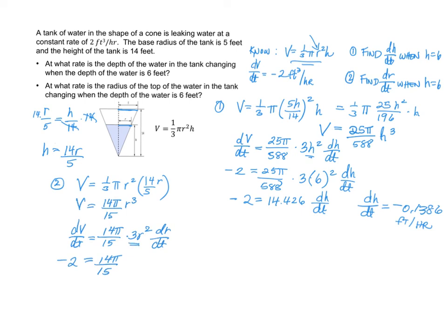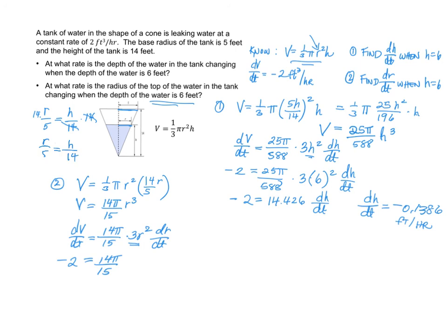We don't know what r is, okay? So when h, it says find the rate at which the radius is changing when the depth of the water is 6. So we have to find out what r is. So let's go back up to this relationship. And we know that r over 5 is equal to h over 14.